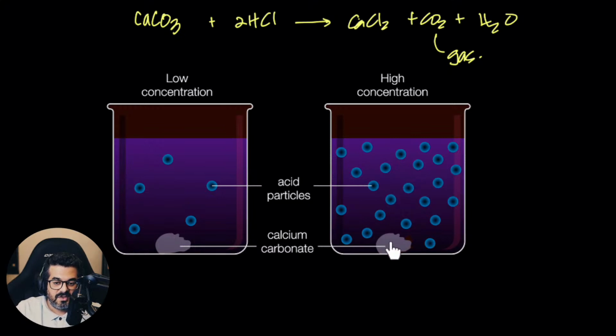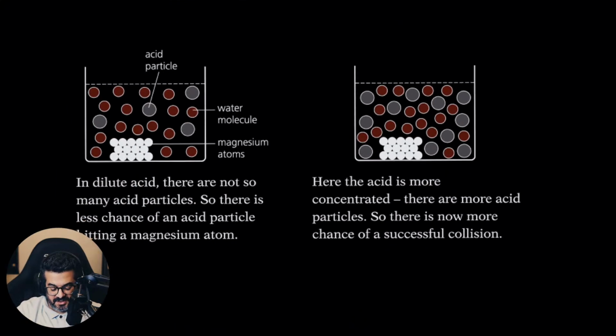There are more particles, so it's more likely that there is more bombardment happening on this surface. Remember, the particles have to meet. These particles are not even reacting. It's when they come and hit the calcium carbonate that they react. But there's a greater chance of them hitting the surface because there are more of them. Per second, there is more hitting of the calcium carbonate surface in higher concentration than in lower concentration. That's the idea of what higher concentration does.